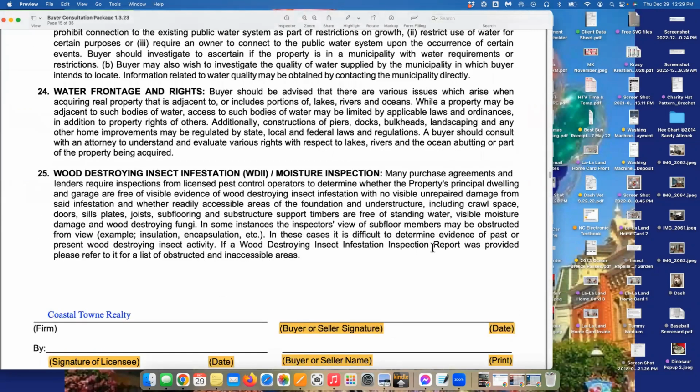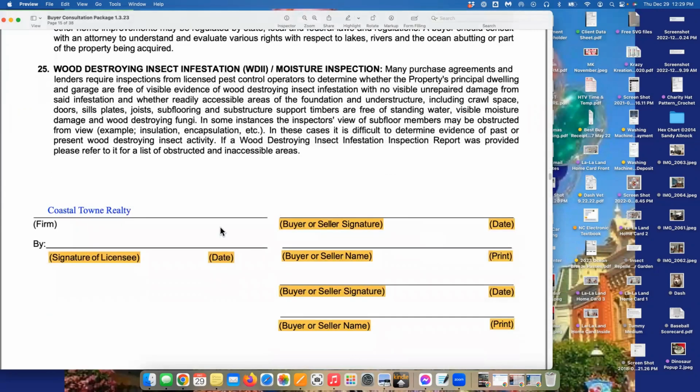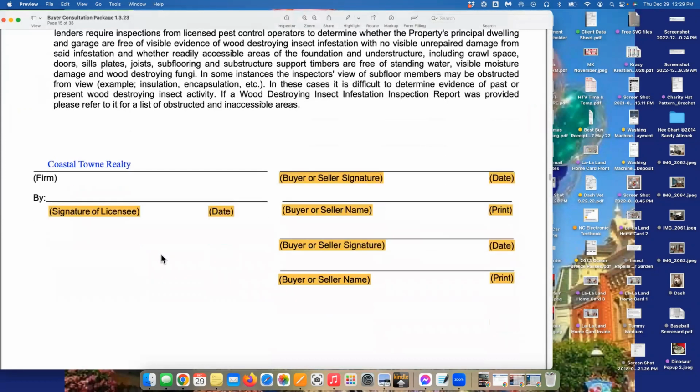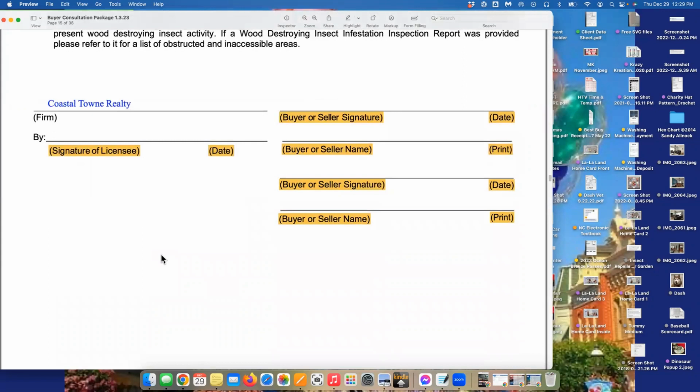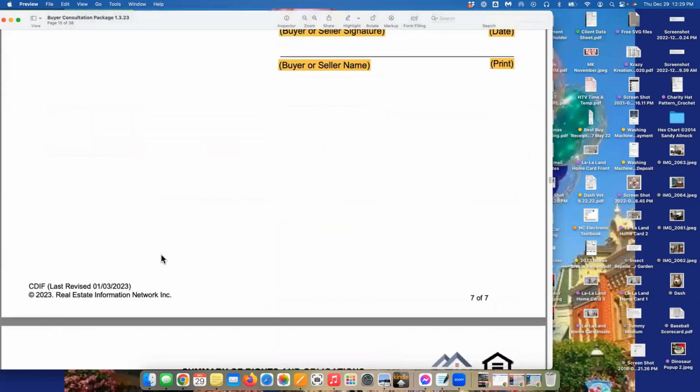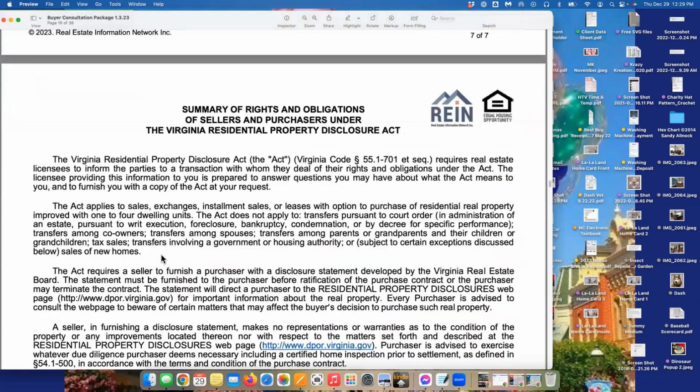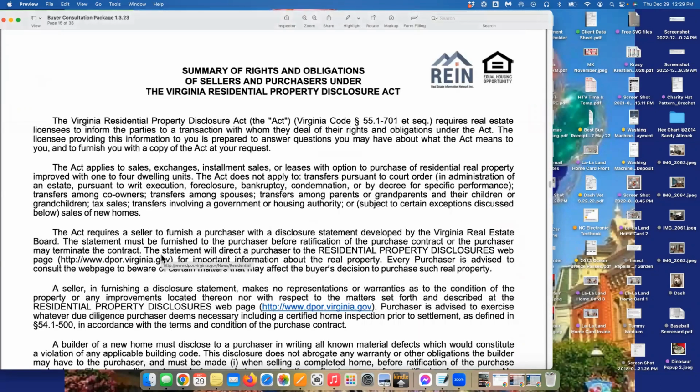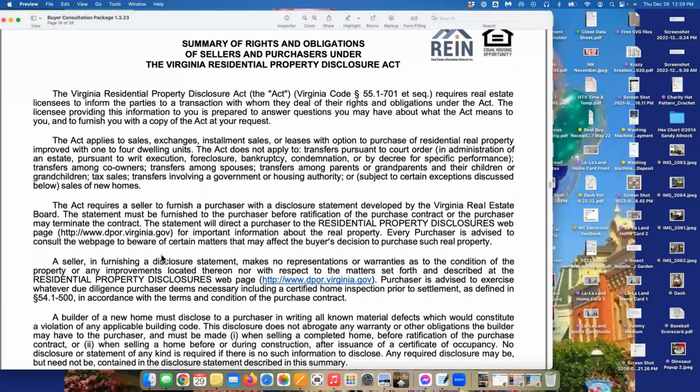And we get to the last section on page 7, where everybody signs it, including you as the licensee. Okay. So there's your consumer disclosure information form. The next one is the summary of rights and obligations. It is an additional CDIF, basically. It covers more things.